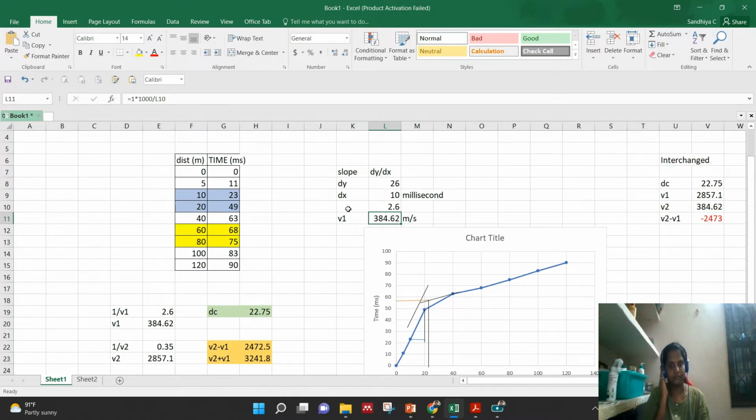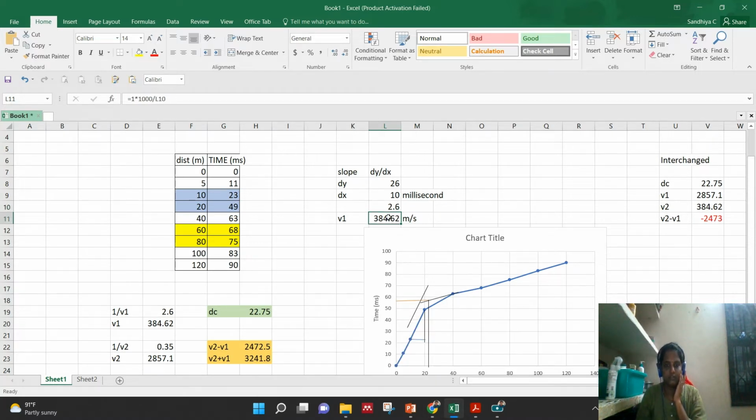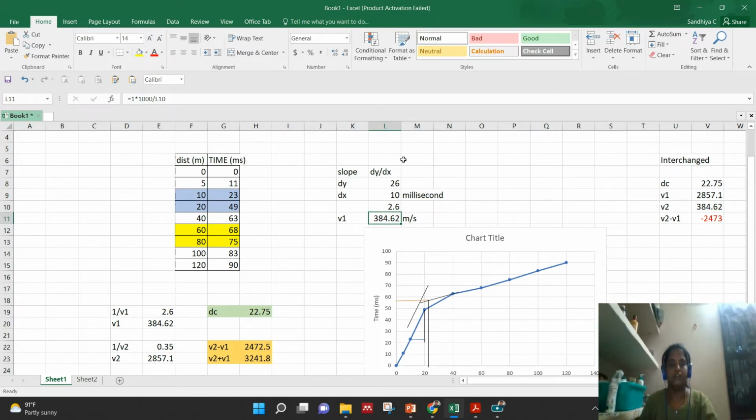Hello? Did anyone not able to understand this? You can tell freely. Is anyone not able to understand? Up to which point you are clear?